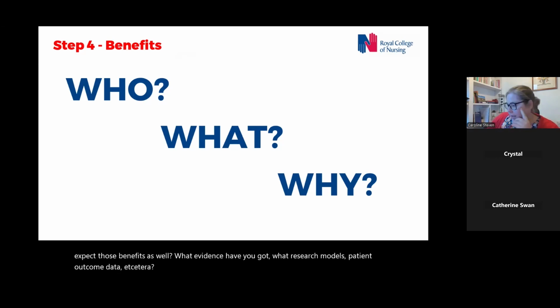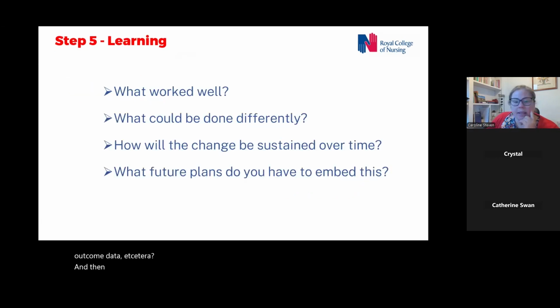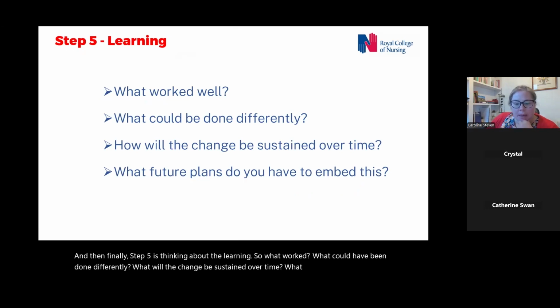And then finally, step 5 is thinking about the learning. So what worked well? What could have been done differently? Will the change be sustained over time? What future plans do you have to embed this?